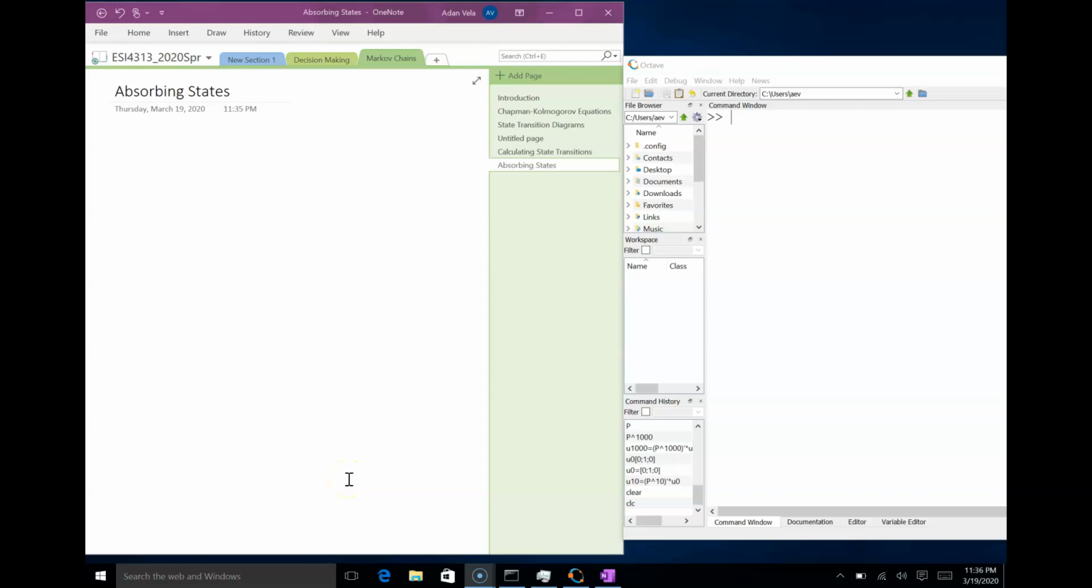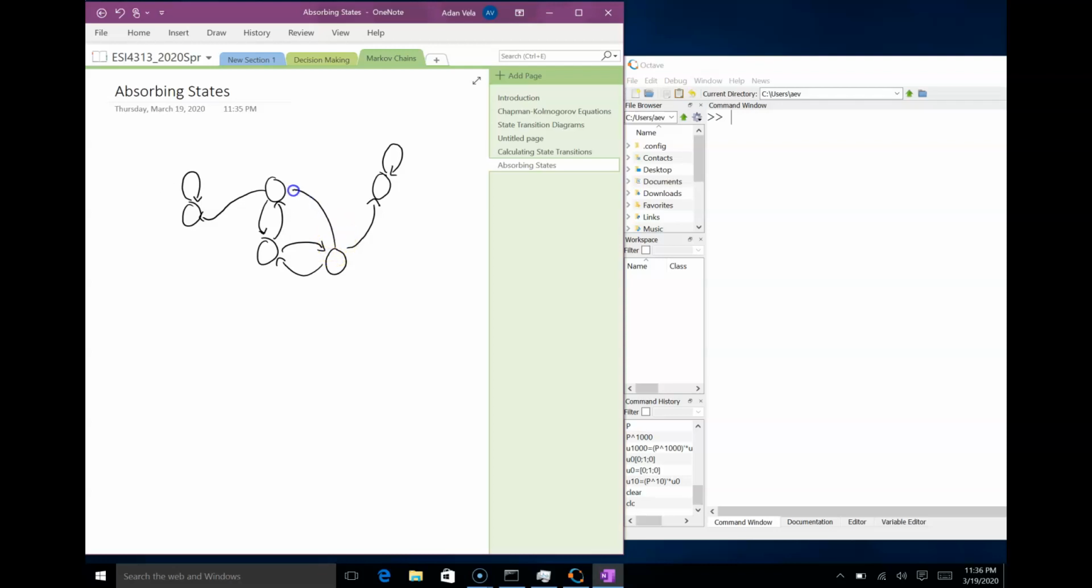So I wanted to do another example where we apply the state transition equations. But this time I wanted to do it on a system where we have, let's say, an absorbing state or two. Okay. So I'm going to put an absorbing state there and there. And we'll let our probabilities sort of run around like that.